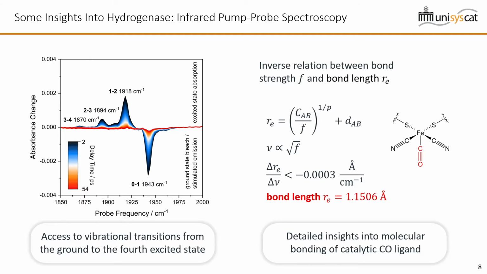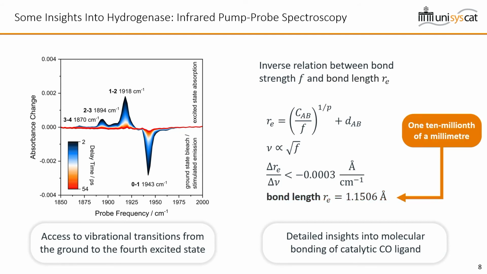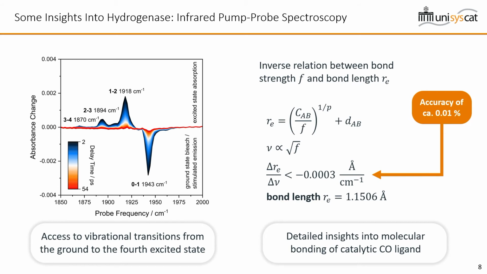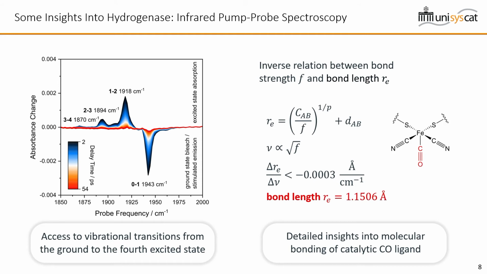In addition, we can also determine bond lengths, and what I want to point out here is that these bonds are very short, so about 1 angstrom in this particular case, and this corresponds to about 1/10,000,000th of a millimeter, and we can determine these bond lengths with ultra-high accuracy. In principle, more accurate than any other experimental technique. And so together with the insights into bond strengths and dissociation energies, this approach, of course, provides very detailed insights into molecular bonding, for instance, into the catalytic function of this biologically uncommon CO ligand here at the active site of our model metalloenzyme.